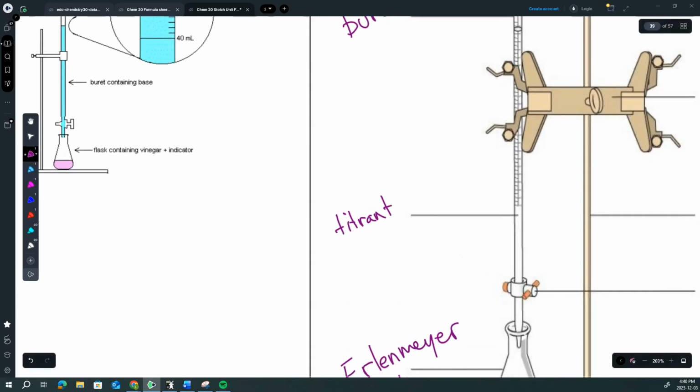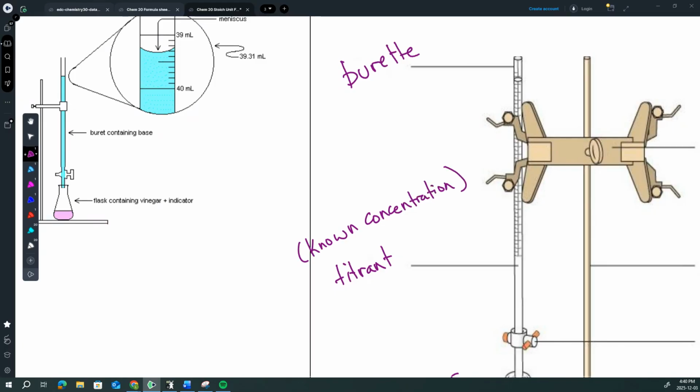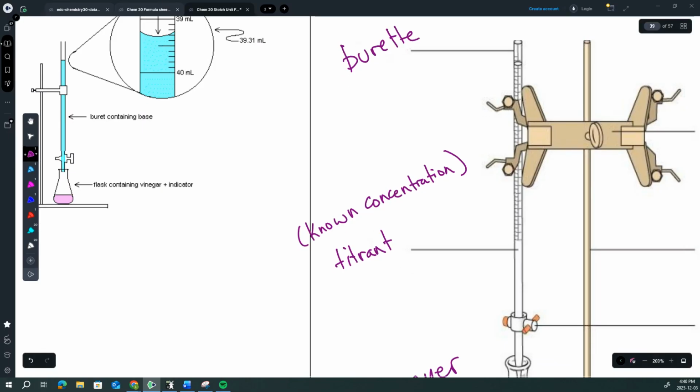Okay, so this is a substance that you know what the concentration is. And you know it to a very high degree of certainty. Okay, and oftentimes when we see calculation problems, you'll know that a substance is your titrant when you see the words like titrated with.